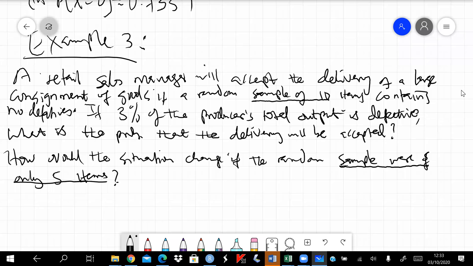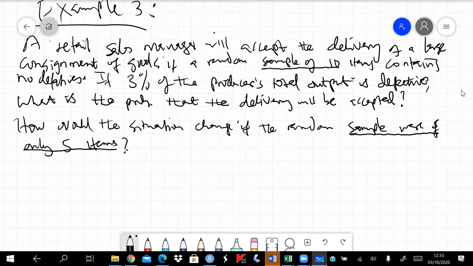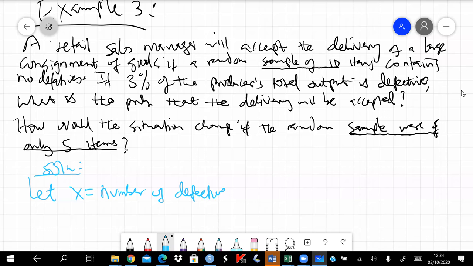So we may want to start by identifying the variable of interest. So, solution. Let X be the number of defective items in the sample.